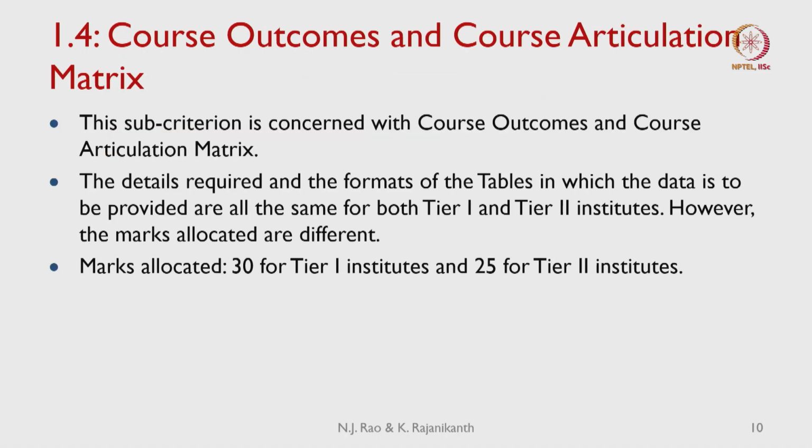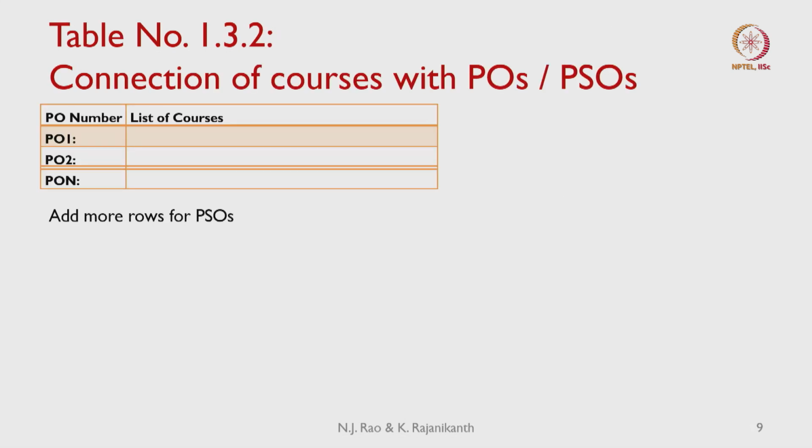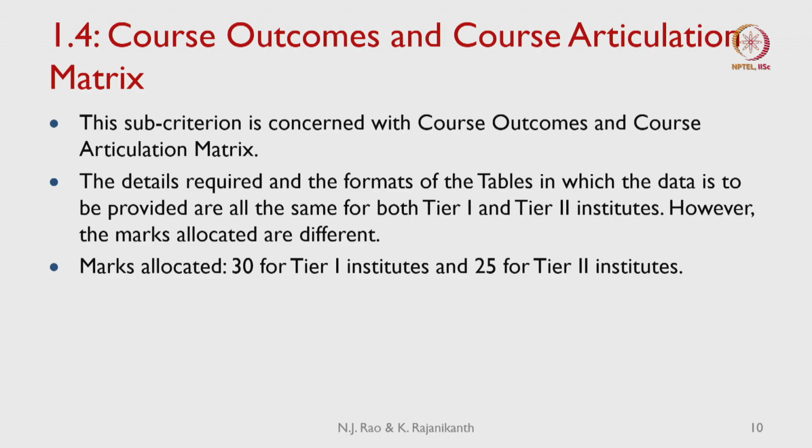Now, this is a crucial part: course outcomes and the course articulation matrix. Essentially, we have listed the courses which are relevant to a particular PO in the previous table. Now, for each of those courses, we take what is the relation between the course outcomes and the POs concerned. So, this section is concerned with course outcomes and the course articulation matrix. The course articulation matrix is nothing but the mapping between the course outcomes and POs and PSOs.